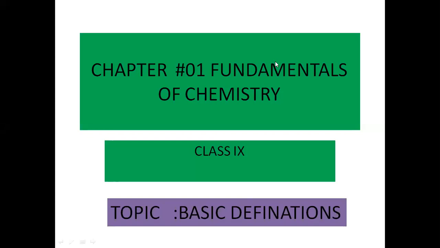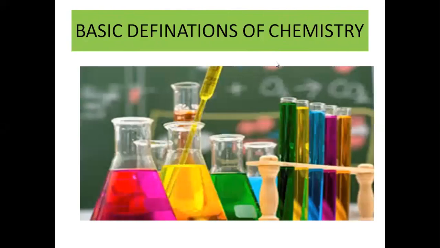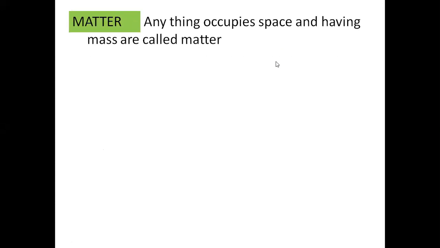Today we are going to start chapter 1, Fundamentals of Chemistry, Basic Definitions. First of all, we're discussing here the basic definition. The first is matter. What is matter? Anything that occupies space and has mass is called matter. Okay. Let's see the example.